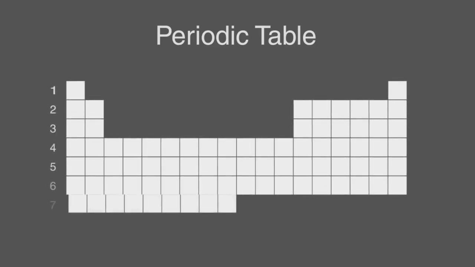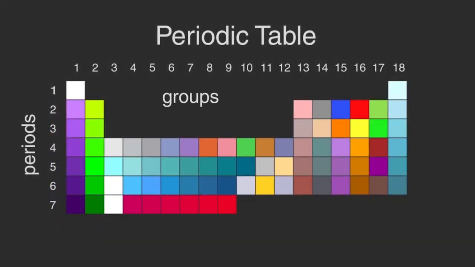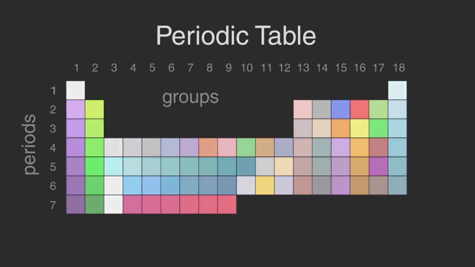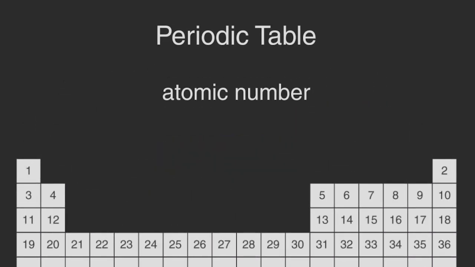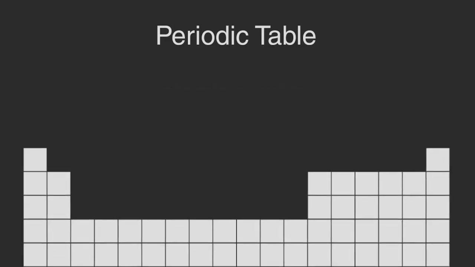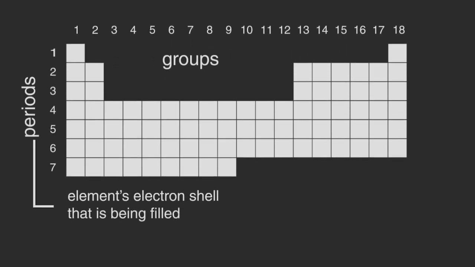The periodic table consists of 7 rows called periods going across and 18 columns called groups going down. The elements in the periodic table are arranged according to their atomic number, which is the number of protons in their nucleus. So, what do the period and the group show? Well, the period shows the number of shells that are being filled for those elements.